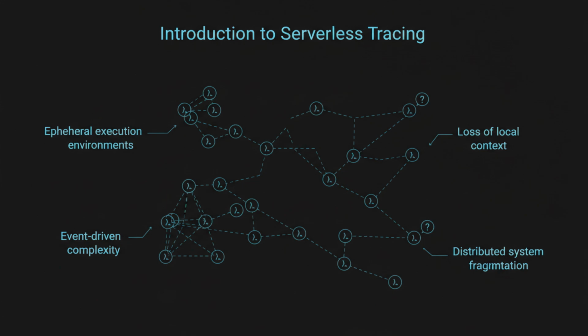Welcome, architects and engineers. Today, we dive into the complex world of end-to-end tracing for serverless environments. In a traditional monolith, a single request stays within a single memory space, making it easy to track. However, in serverless, a single transaction might traverse dozens of ephemeral Lambda functions, SQS queues, and API gateways. The stateless nature of these components makes observability a primary challenge. We must move beyond simple logging to a unified tracing strategy that connects the dots across the entire distributed system.